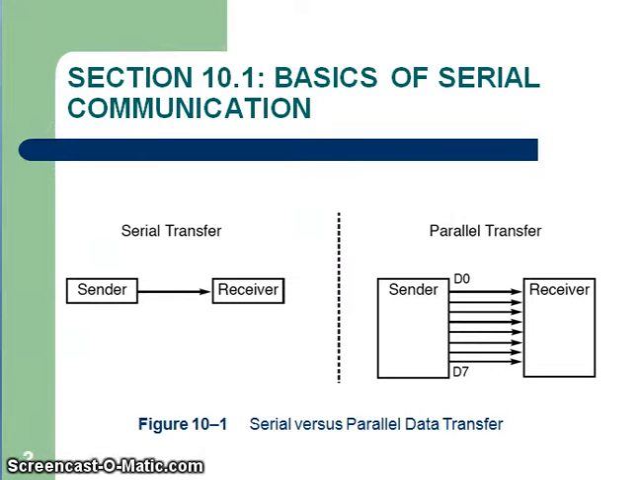First of all, we're going to see about basic serial communication. Before seeing the basics of serial communication, we need to know the difference between serial transfer and parallel transfer. In serial transfer, we have a sender and receiver. From the sender, the data is transmitted to the receiver bit by bit, and then it is called serial transfer. In parallel data transfer, 8 bits of information are sent from the sender to the receiver at a time.